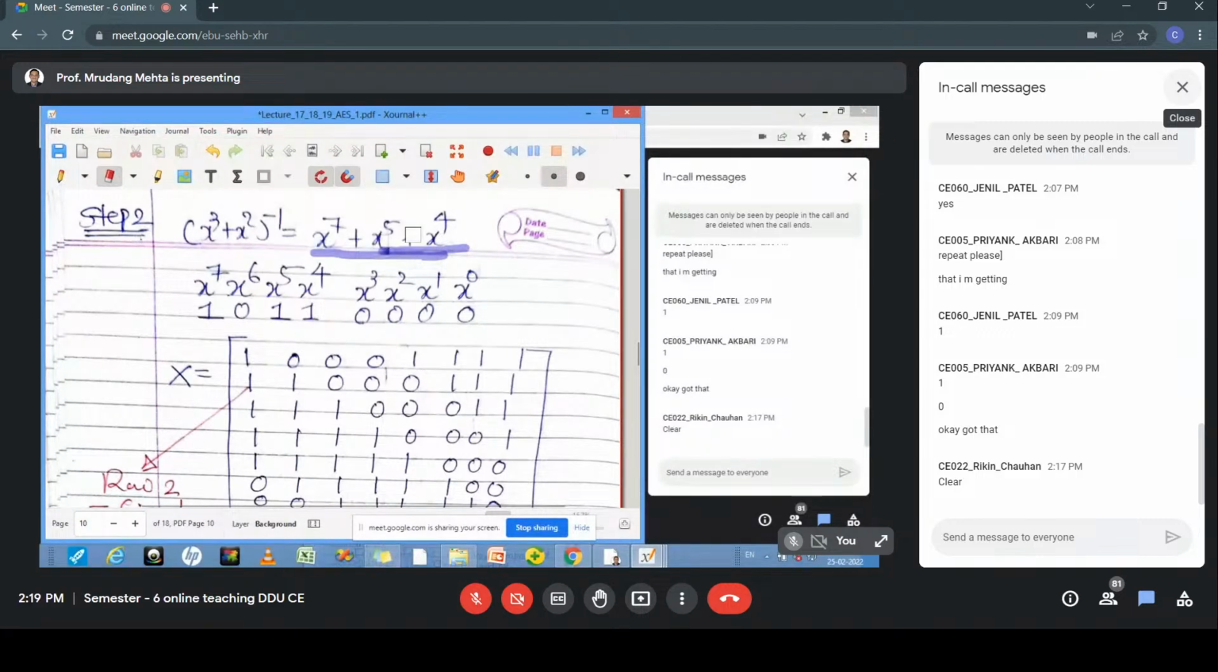So the inverse of x cube plus x square is x raised to 7 plus x raised to 5 plus x raised to 4. This polynomial's binary equivalent is this. Is this understood? Binary equivalent.